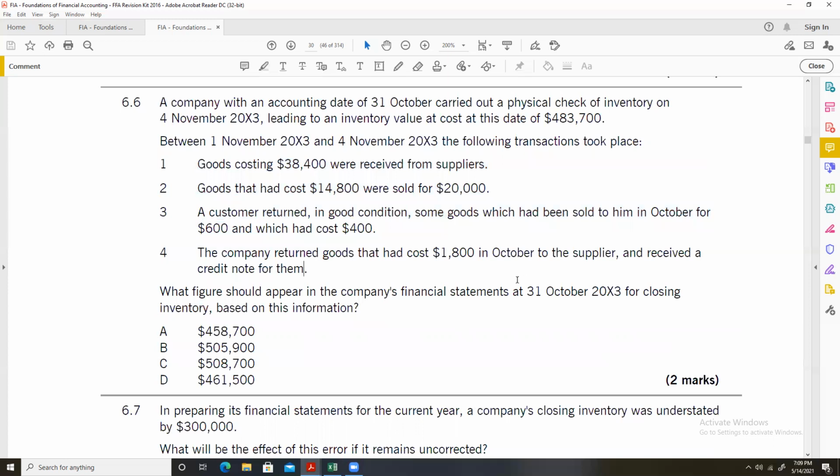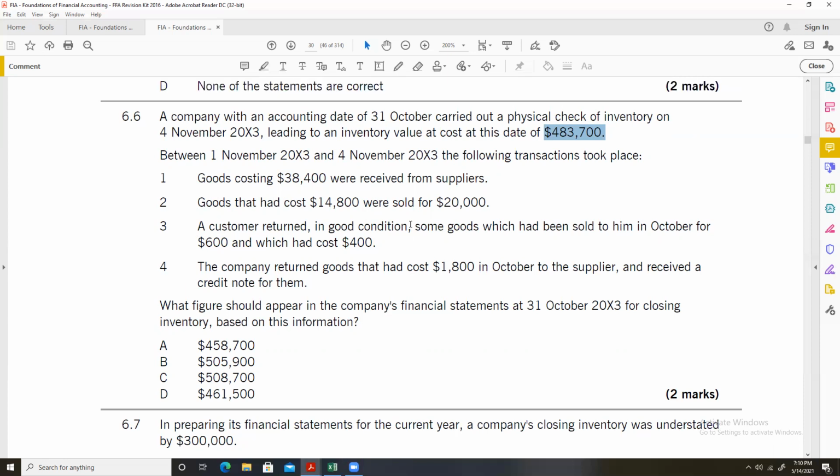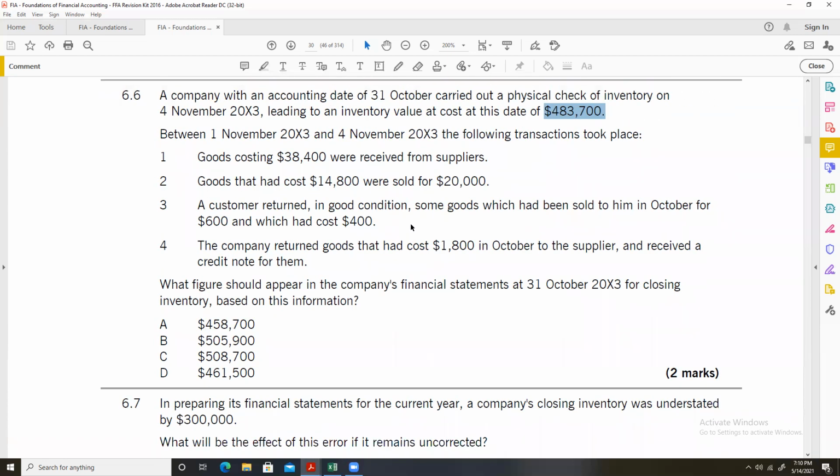So on 30th October, this accounting period is starting on 31st October and ending on 4th November. This means that on 30th October, we have our opening inventory that we are required to find out. And on 4th November, we have closing inventory valued at 483,700. Now, this question should be done in the same way I did the very first question in this video.